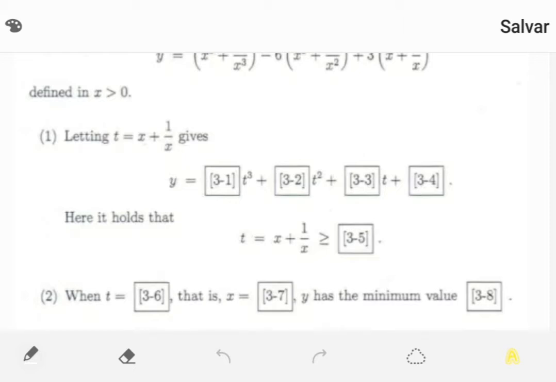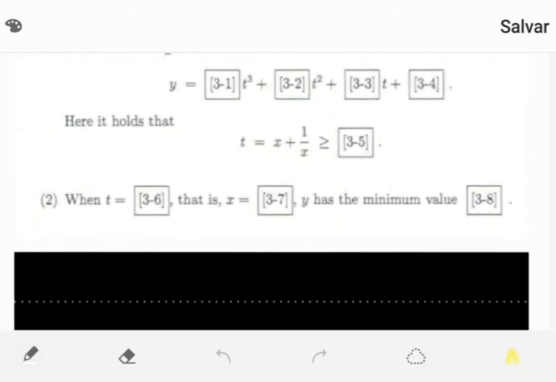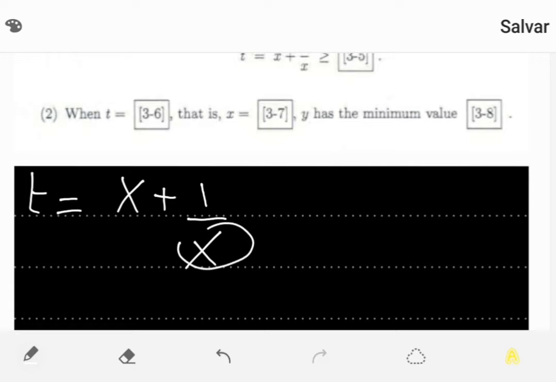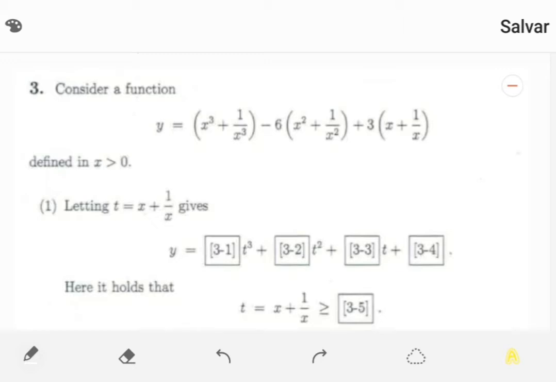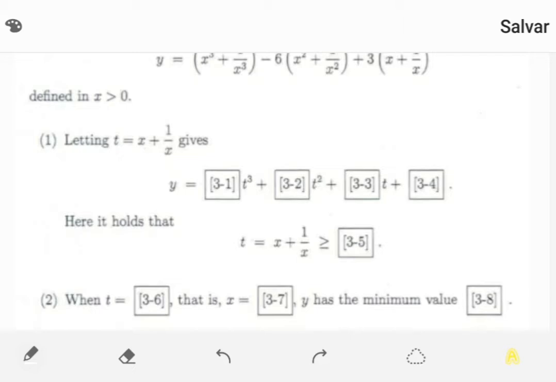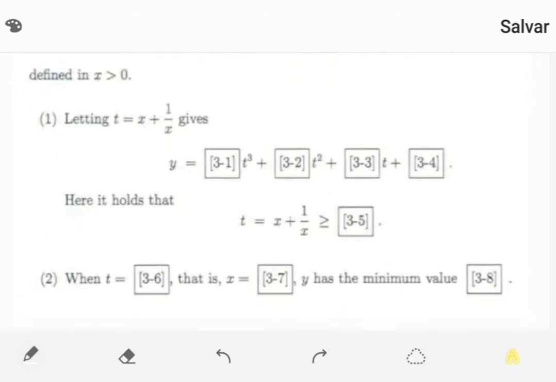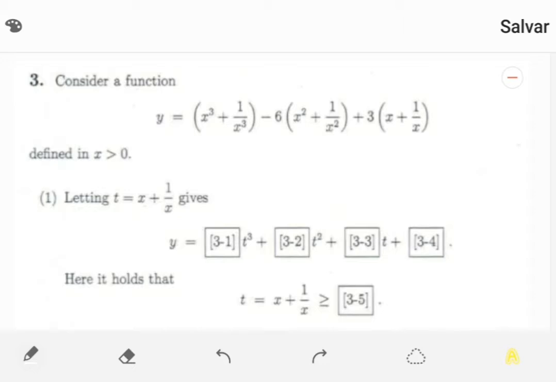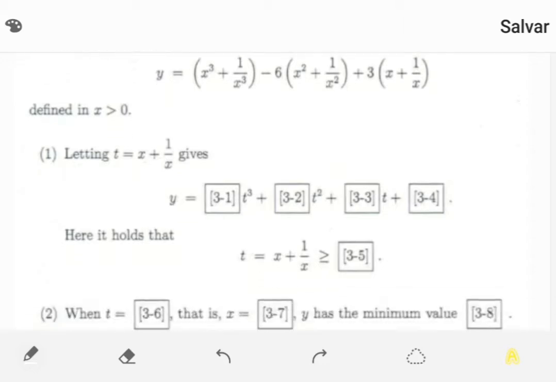Letting t equal this. So, what he's telling you is that t is equal to x plus 1 divided by x, and there is no problem with dividing by x because x is different from 0, because x is always bigger than 0. It is not bigger or equal to 0, so x is not 0. It could have been negative, but he's telling us that it's not negative either. So okay, he's telling us to write this function y, but in terms of t now.